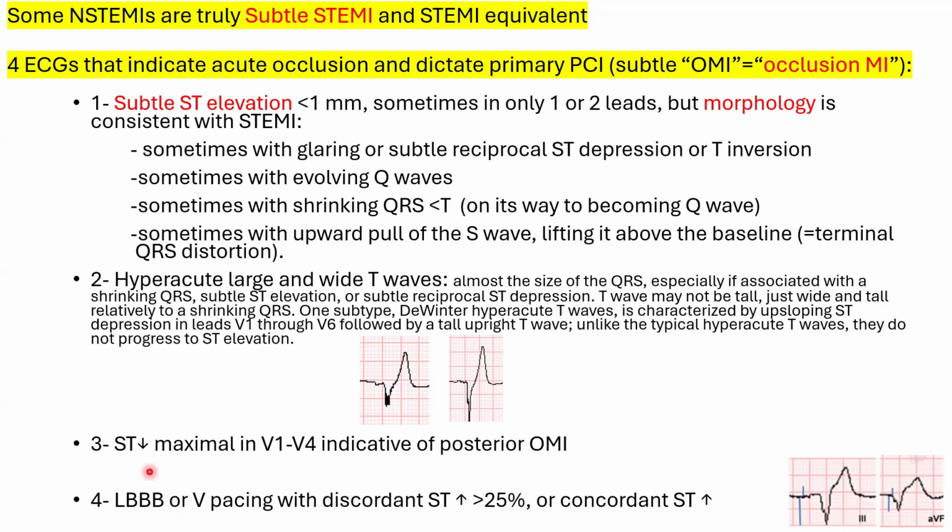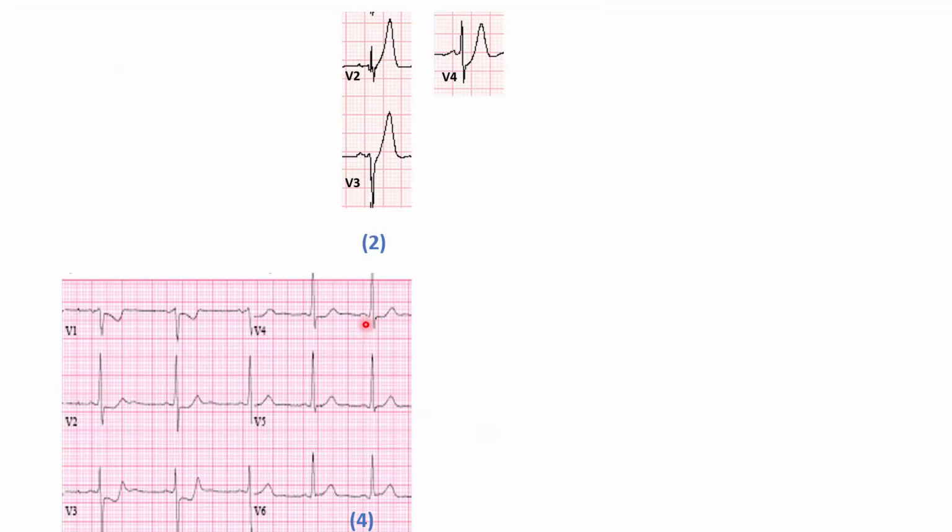Then you have the fourth pattern, which is left bundle branch block or LVH or ventricular pacing with a discordant ST elevation more than 25% or concordant ST elevation. So this is the posterior MI where you have ST depression in leads V2 through V4 along with an upright T and frequently a wide and or tall R wave in leads V1 or V2 reflective of a posterior Q wave.